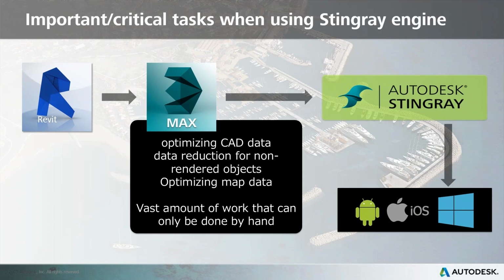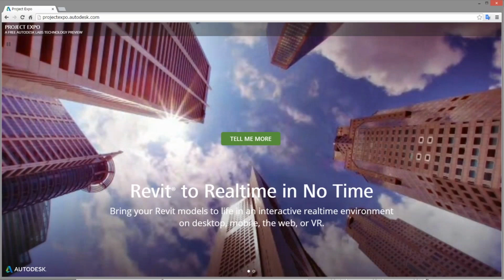And this kind of faces another challenge. A lot of work needs to be done manually by hand, which becomes challenging and kind of pointless to the entire idea of a single click solution for creating visualizations from either Revit or 3ds Max inside Stingray. So what we have done is we have created a new tool set which is called Project Expo. This is an important component. This is a big beneficial step for all Revit users. This is free right now, you can just test it out, projectexpo.autodesk.com.